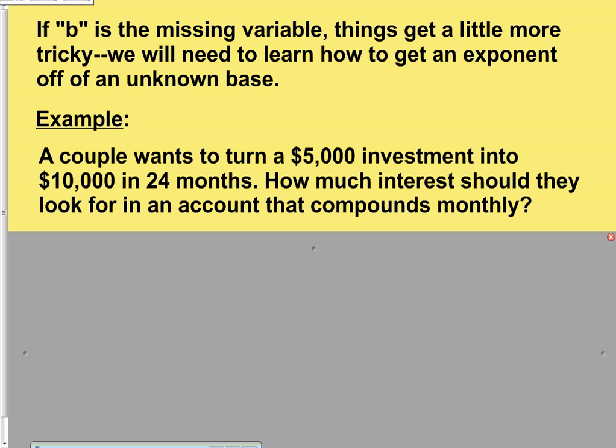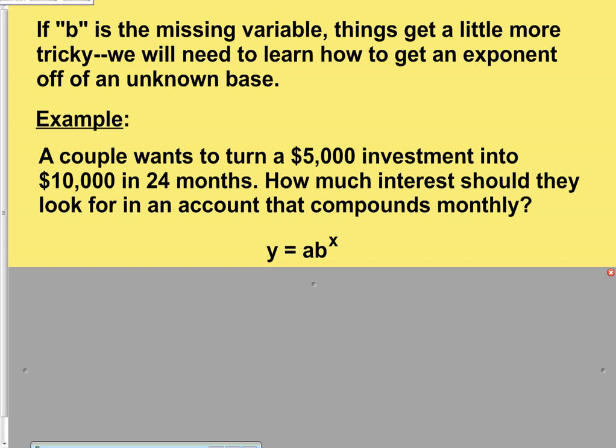A couple wants to turn a $5,000 investment into $10,000 in 24 months. How much interest should they look for in an account that compounds monthly? This is an incremental problem because the interest is only rolling every month. So we will make sure that we use the incremental formula, y equals a times b to the x.